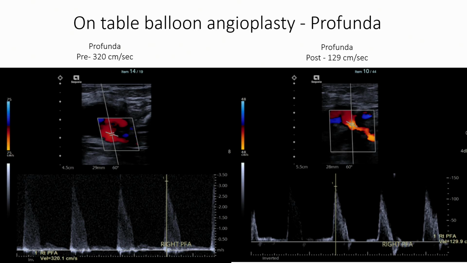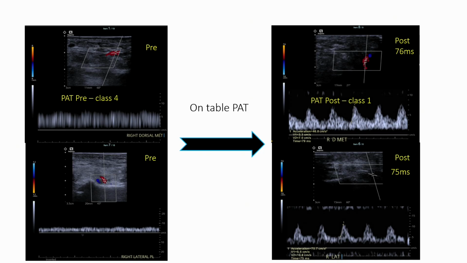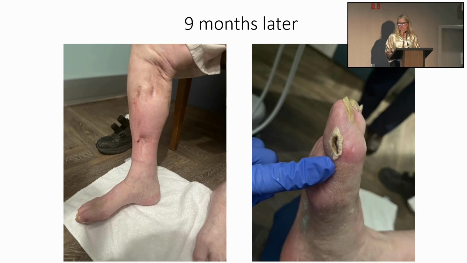It's pretty good. But what's more impressive is that the PAT at the wound beds is class 4. On the table, post-ballooning of that profunda is class 1. Yeah, the velocity is a little bit low, but this is this guy's, I think, only shot. And he did really well.